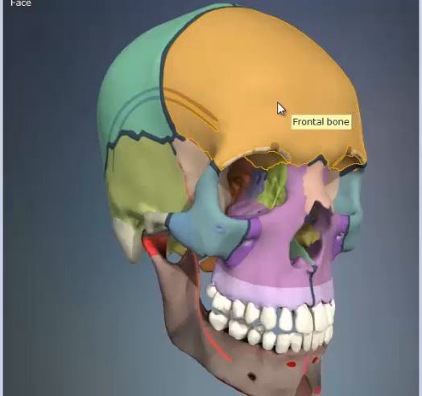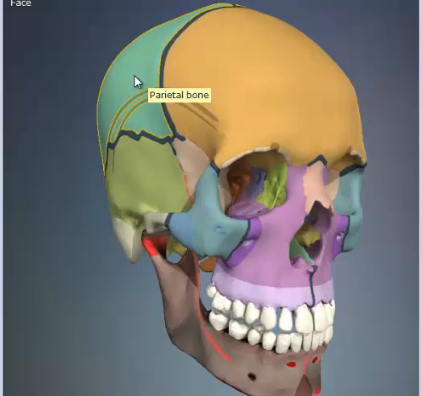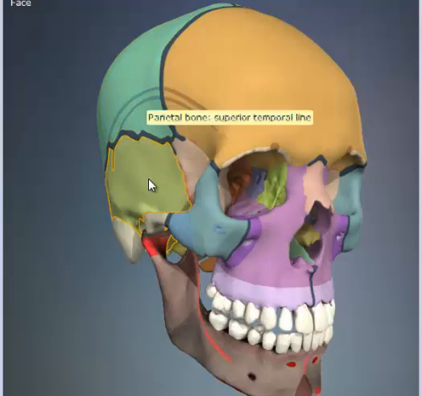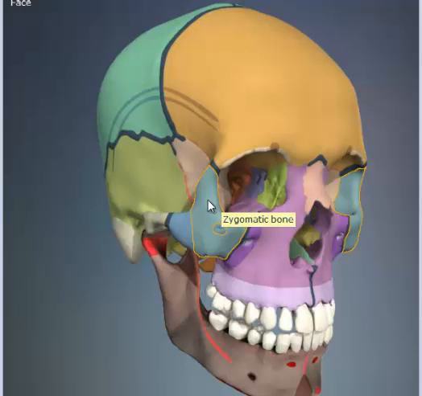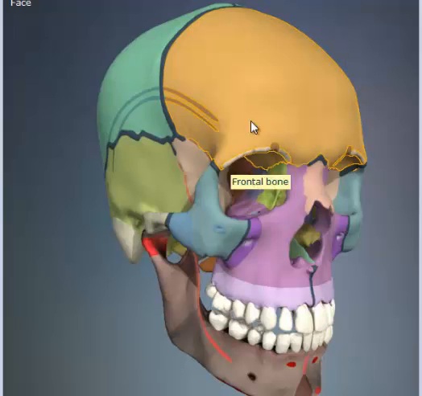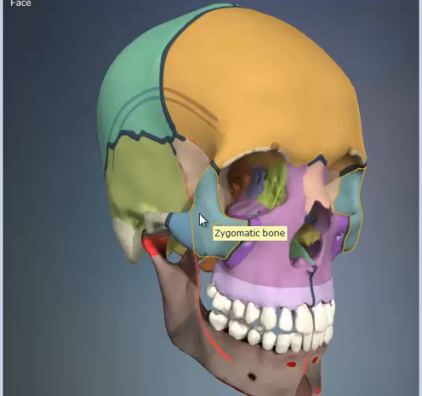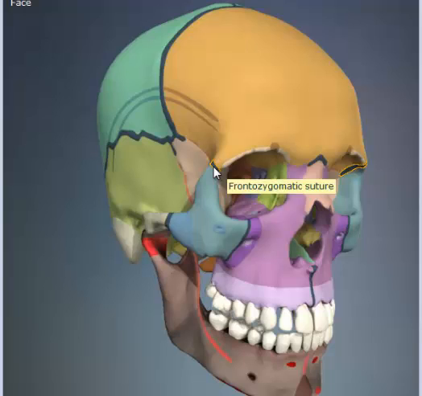This is the frontal bone. This is the parietal bone. Temporal bone, zygoma. Okay. Now, this becomes important. See this spot between the frontal and the zygomaticus? This is the frontozygomatic suture. This becomes very important later, so remember this guy. But to give you a little preview, when you're doing an eyebrow lift, the injection goes below the frontozygomatic suture.